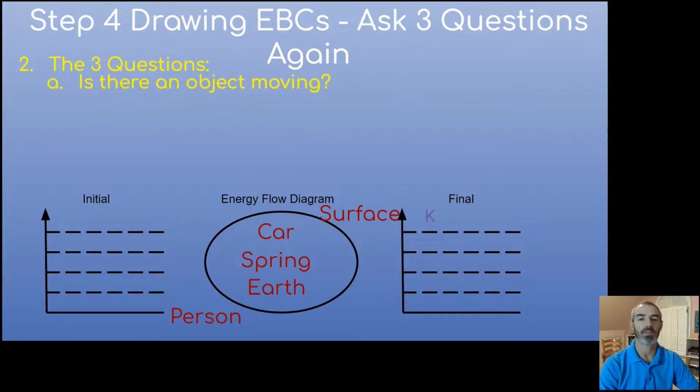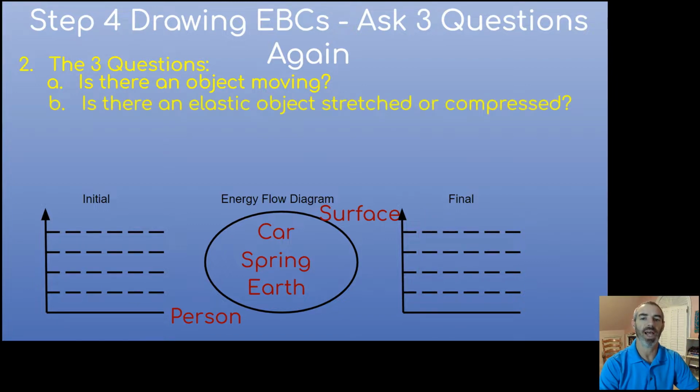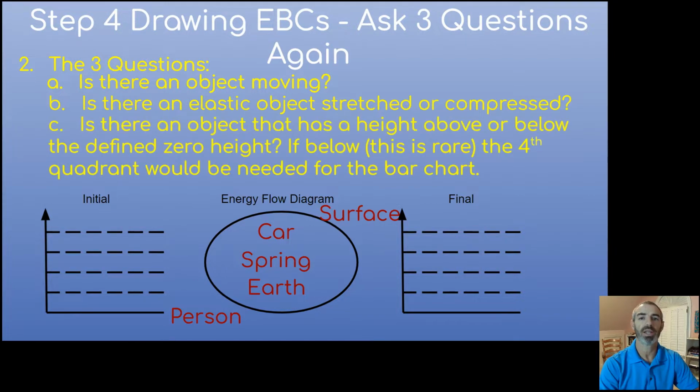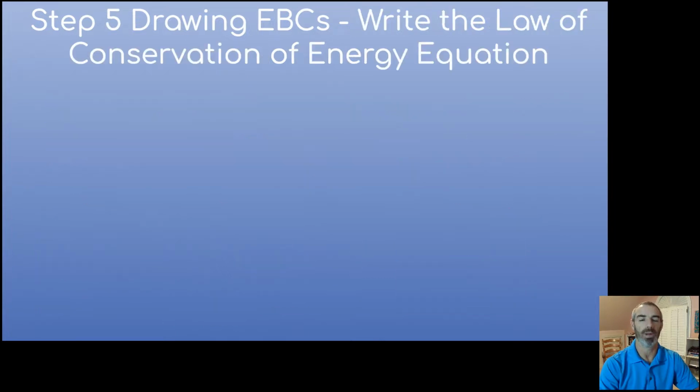Step 4, you're going to ask the same three questions. Is there any object moving in the final situation? If yes, draw kinetic. Is there an object that is stretched or compressed that's elastic? If yes, you're going to draw US and draw a bar underneath there. And then finally, is there an object that has a height above or below defined zero? If yes, you're going to draw UG. And again, rare if it's below, you'd have to draw a negative amount.